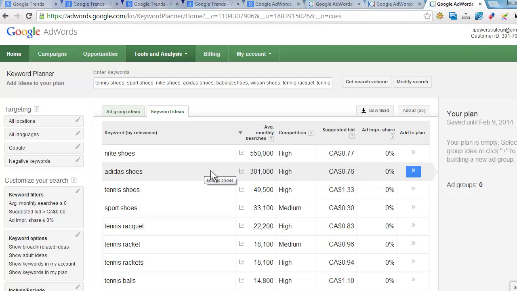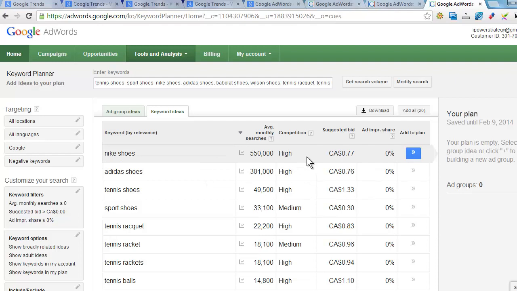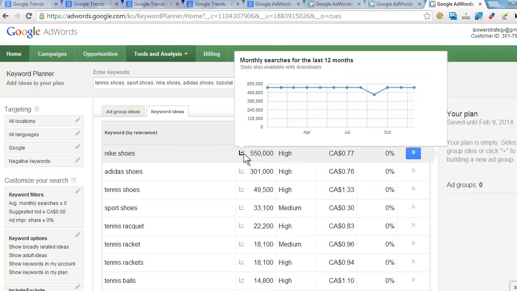So for example, let us see the first two. Nike shoes has a demand per month of 550,000 people searching for that particular search term, versus Adidas shoes, which has 301,000. So if you have a look at this, you see higher demand for Nike shoes than Adidas shoes. So demand is higher here, and that's an advantage. And by the way, we can also see trends month by month.